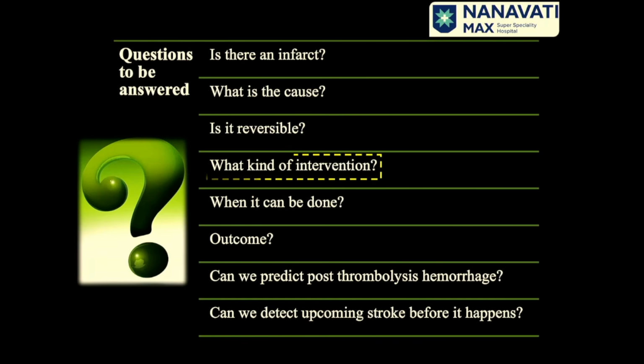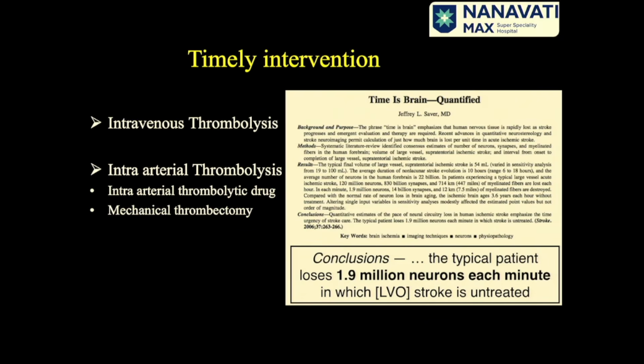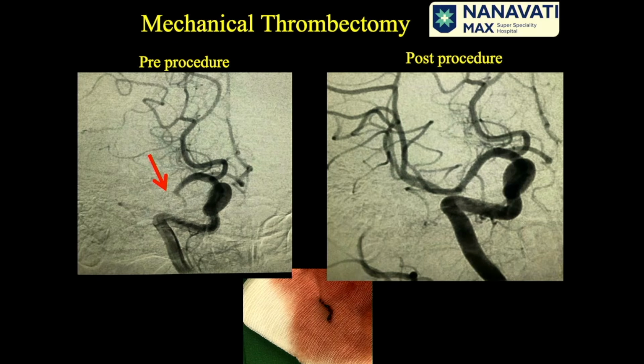The fourth question that we need to answer is what kind of interventions are possible in the given patient. So you have intravenous thrombolysis, which happens within 3 hours. You can have intra-arterial thrombolysis or thrombectomy, which can happen in the supratentorial compartment up to 6 hours and up to 24 hours in the posterior fossa. What you need to know is things are constantly changing and you need to look at the newer DAWN criteria.